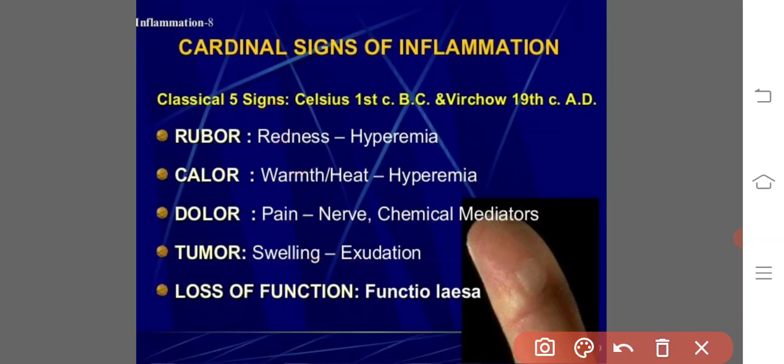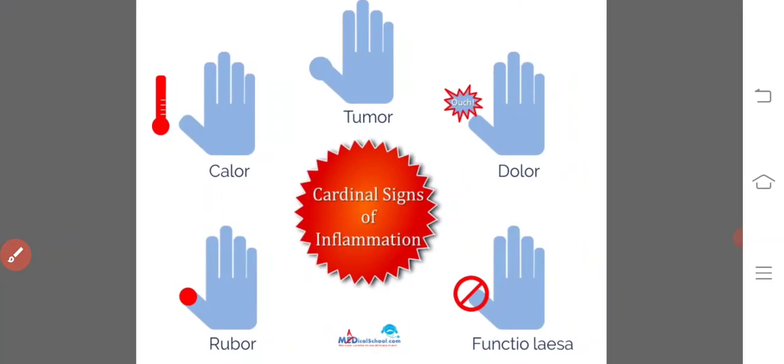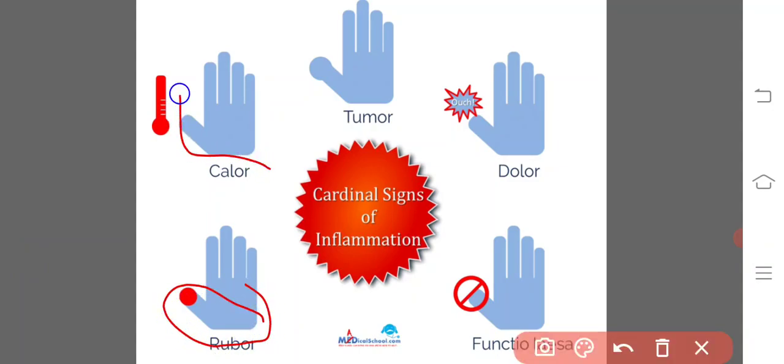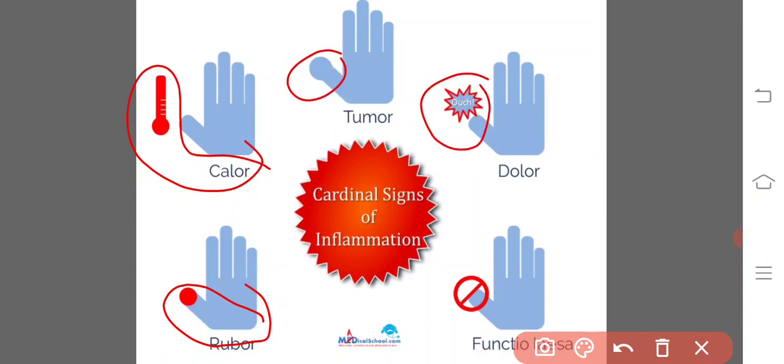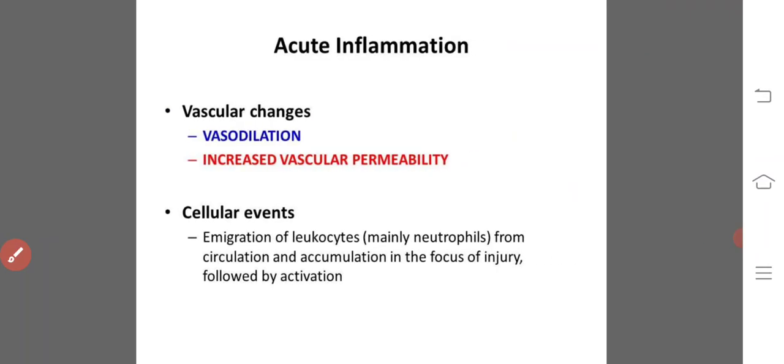Then there are three major events in the inflammatory response. Here you can see the rubor, redness, calor, rise in temperature, tumor, swelling, dolor, pain. Finally, there is a loss of function of that particular area. There are three major events of the inflammatory response. They are vasodilation. This is responsible for tissue redness, erythema, and increase in tissue temperature.